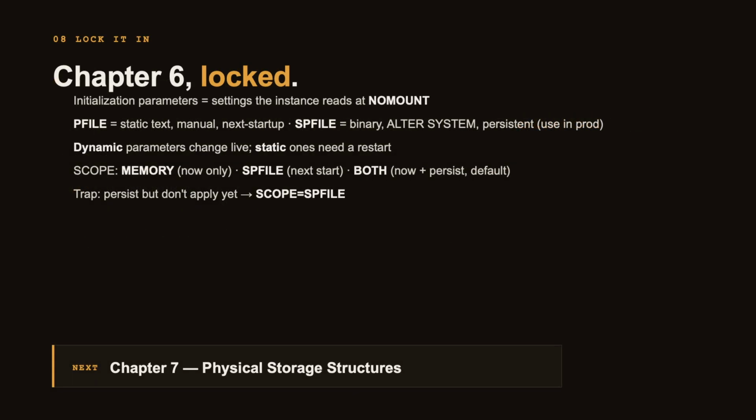Let's lock it in. Initialization parameters are the settings the instance reads at noMount. They're stored two ways. The PFILE is static text, edited by hand, effective at next startup. The SPFILE is binary, changed with ALTER SYSTEM, and persistent, and that's what production uses. Parameters are either dynamic, changeable live, or static, needing a restart. The scope clause controls timing. Memory for now only, SPFILE for next startup, both for now plus persist, which is the default. And the trap, persist but don't apply yet, means scope equals SPFILE.